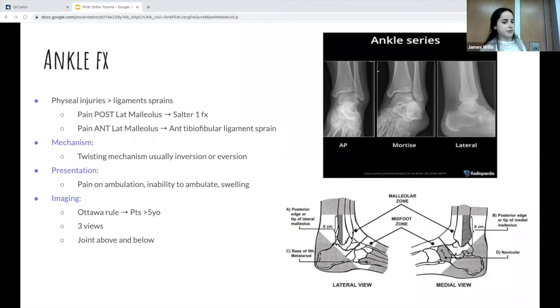For X-rays, we do the Ottawa rules, which were created for patients older than 5 years old. You want your 3 views. The third one is the mortise view. And you also want to get the joints, so you want the extremity above. So you get foot, ankle, and tib-fib.